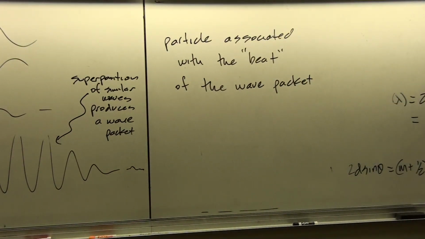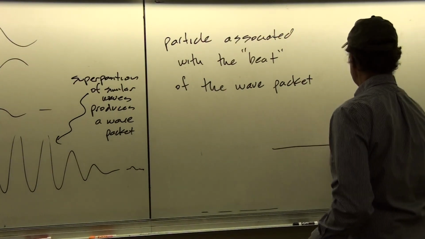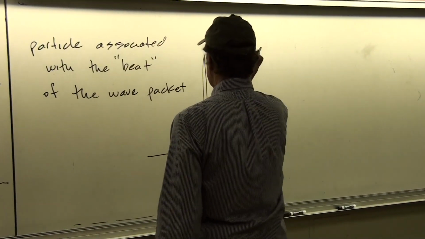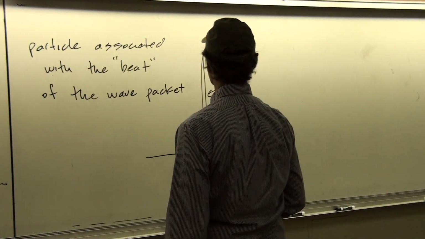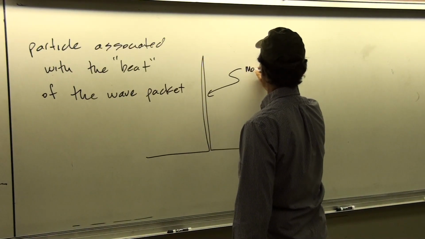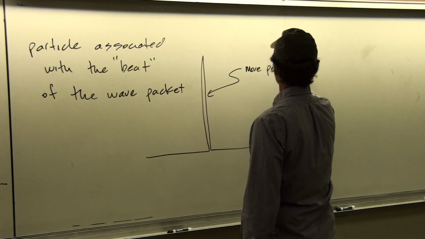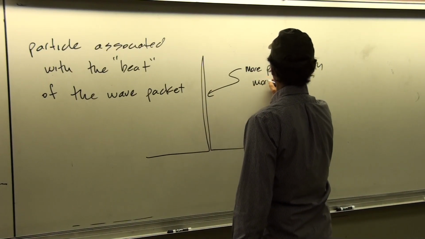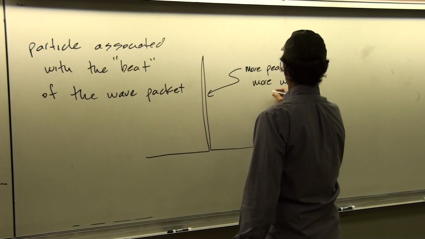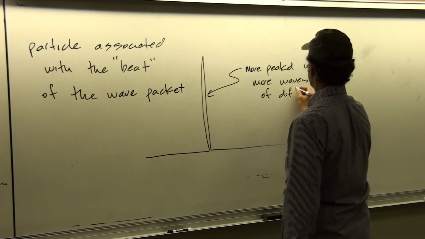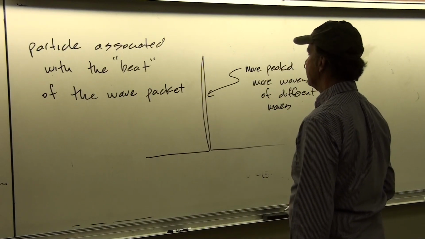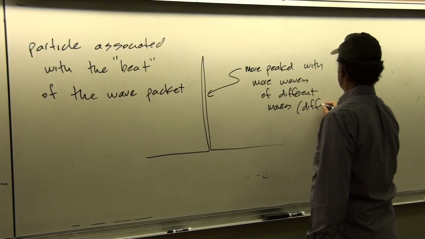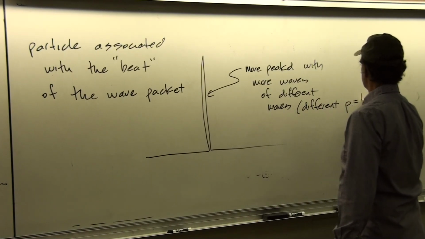And then if you add more and more waves to this, you can end up with something that not only just beats once, but has a huge amplitude in a certain region of space. And so this would be a much wider distribution, or larger distribution of waves of different wavelengths. So it's like a delta function. But different waves mean different momenta, because p is h over lambda.